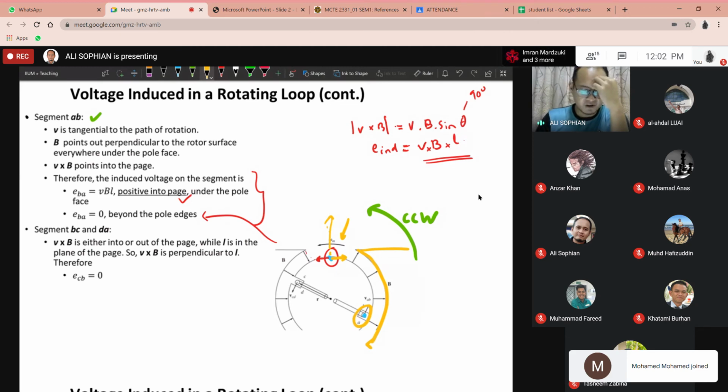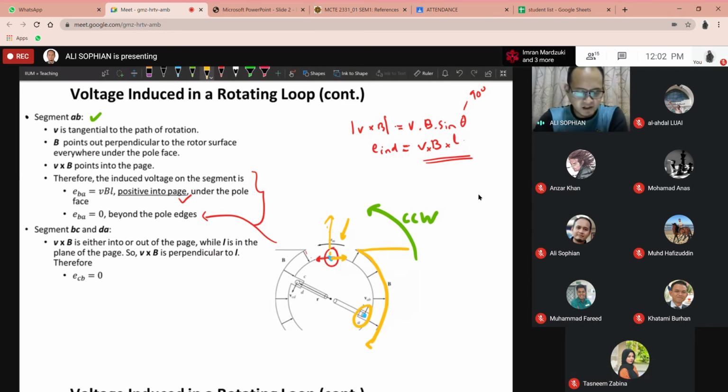Between the poles or beyond the pole edges. Okay. So there are two values that you get for this segment. Actually, there will be more. There will be more. Yeah.